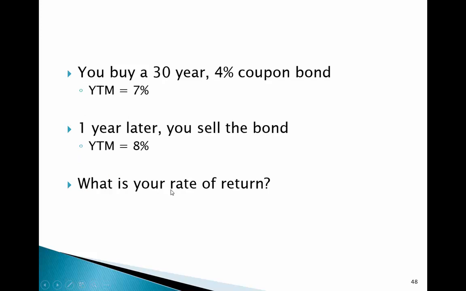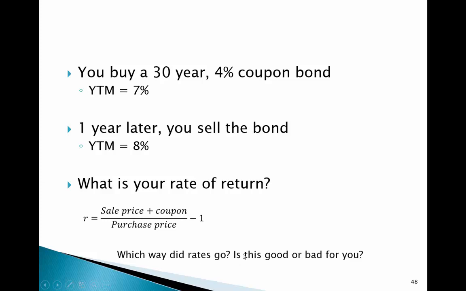Okay, so here's another question. You buy a 30-year bond, 4%. Now, I didn't give you the price here. I just gave you the yield to maturity. So you're going to have to figure out the price you paid for it. And then you have to figure out the price you sell it for 1 year later. Now, notice the yield has gone up, so that's not going to do you any favors there. The price is going to go down. You will collect that coupon. And the question here is, what's your rate of return?